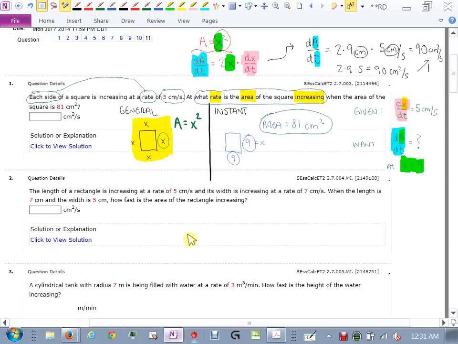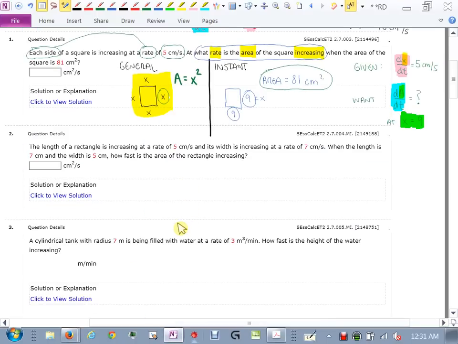All right, next problem. The length of a rectangle is increasing at a rate of 5 centimeters per second, and its width is increasing at a rate of 7 centimeters per second. When the length is 7 centimeters and the width is 5 centimeters, how fast is the area of the rectangle increasing? So, again, here are my two pictures. I have my general picture, and then I have my instant in time.